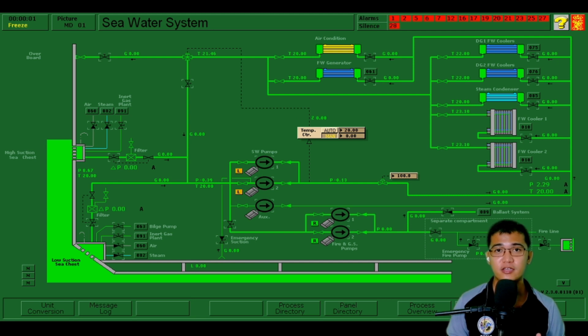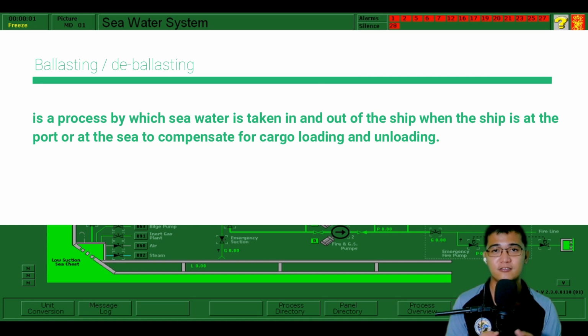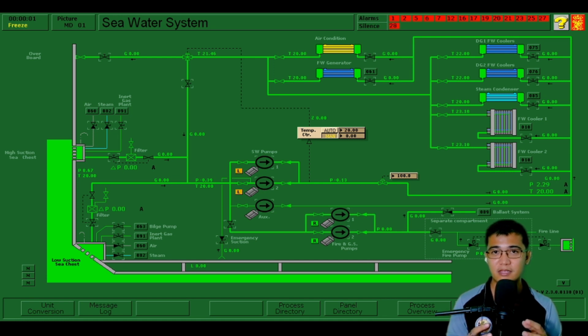So, seawater is actually taken from two different sources. So, pwede tayong high suction or low suction sea chest. Lahat ng kukunin natin na seawater will actually pass through a strainer or yung tinatawag natin na filter kanina. So, gagamit lang tayo ng high suction sea chest kapag ang ating vessel ay loaded. Kapag naman yung ating vessel is in ballast, yung gagamitin natin dyan is the low suction sea chest.